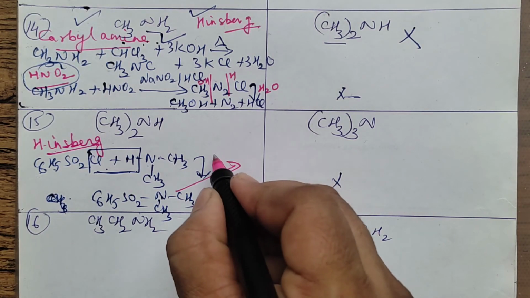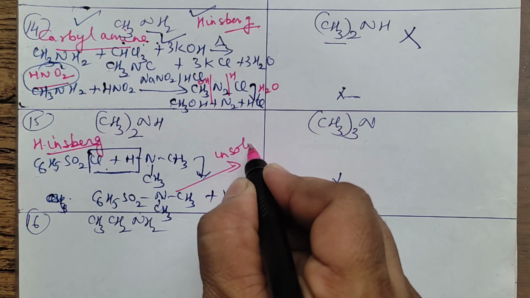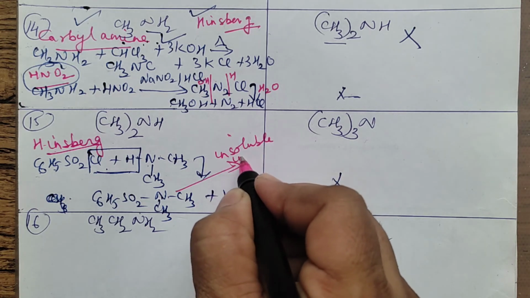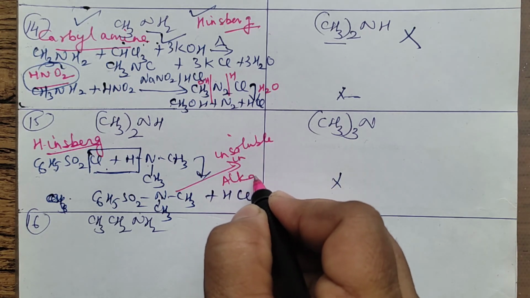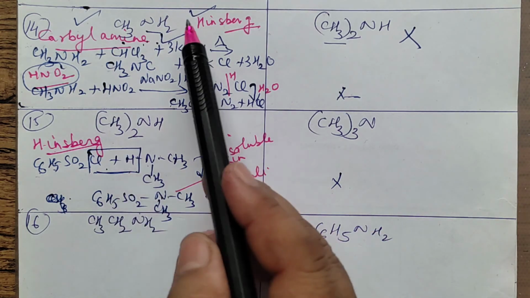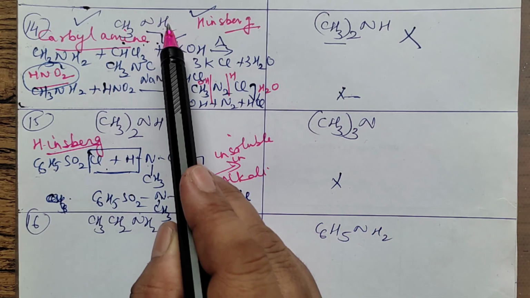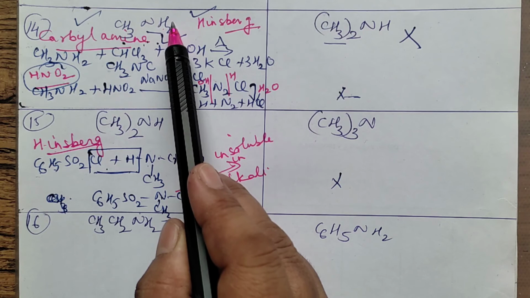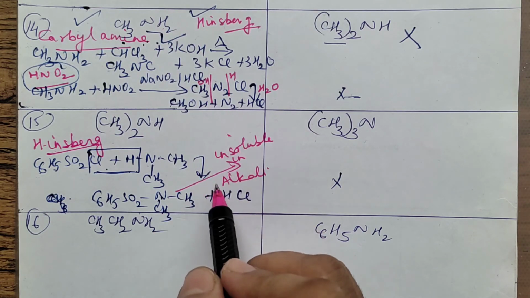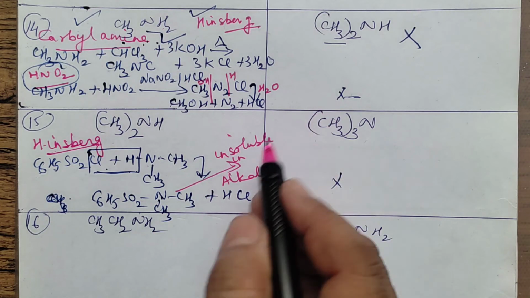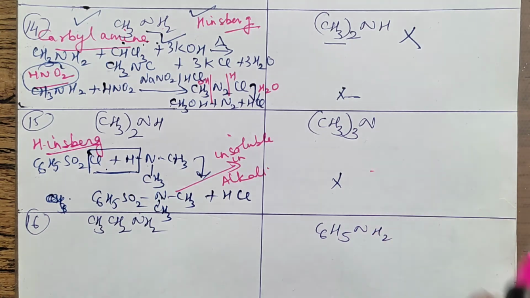The product is formed, but it is insoluble in alkali, which I was telling you here, Hinsberg. The same equation, if you write down here for 1 degree, you will write the product is formed which is soluble in alkali. For 2 degree, it is not soluble, and for 3 degree, it will not react. It will not react with Hinsberg reagent. Fine.